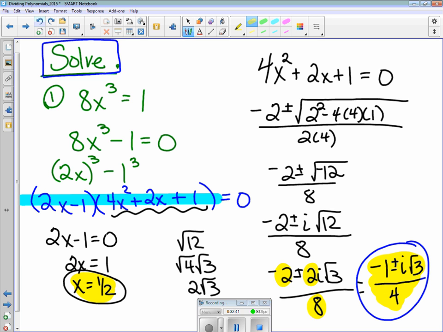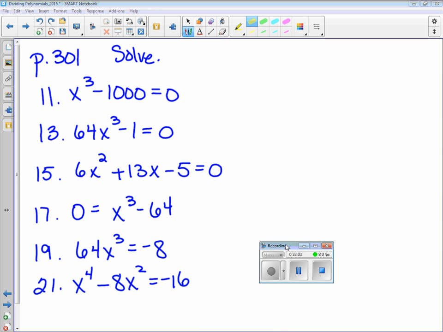Okay? So here's what I'm going to have us do. I'm going to give you guys some problems. They're all going to be solving problems, which means you're going to have to use your factoring skills. You might have to use your quadratic formula skills, but we're going to solve these polynomials. And this is going to be your work for today. You have to write them down so I didn't have copies made, but no big deal.